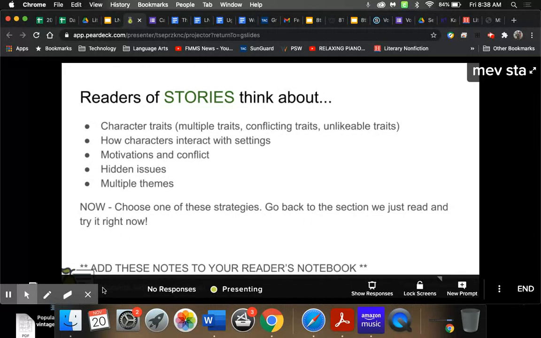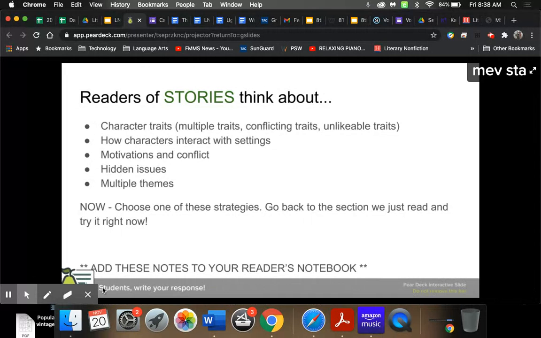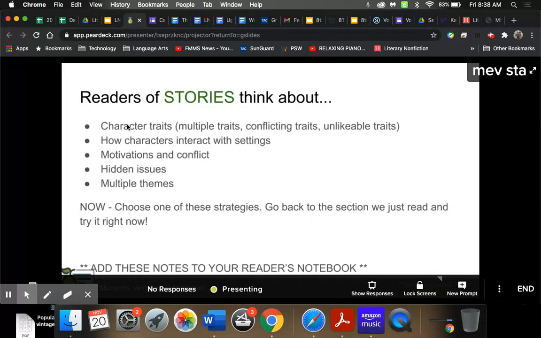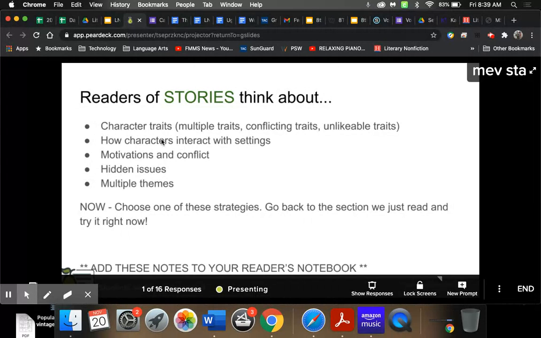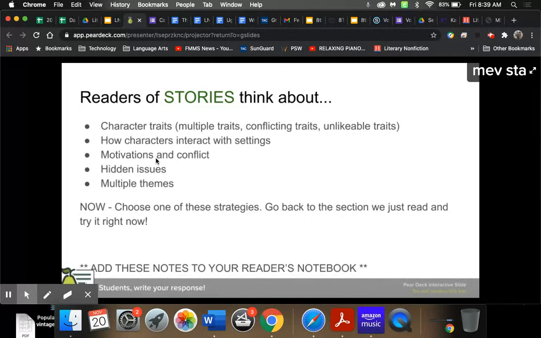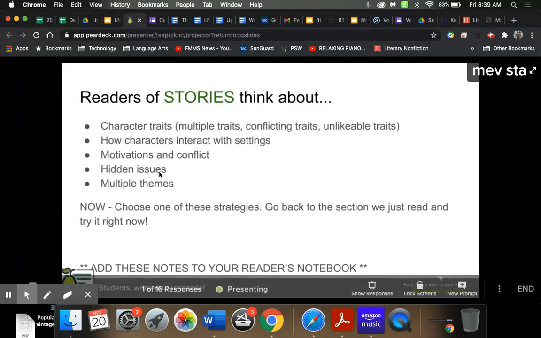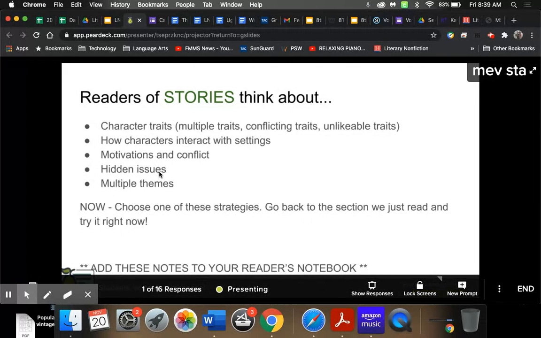All right. Go ahead and get out your notebooks. In your notebooks, this is the kind of stuff that if you are reading a story, this is the kind of stuff you're going to look for. You're going to look for character traits. Are there more than one trait? Are there traits that don't quite mesh well? Are there traits that make the character not likable? You're going to look at how characters are interacting with their settings. You're going to look at motivations and conflict, meaning if there's a problem, how is that character responding to it? You're going to look at issues that are going on and how characters react to the issues.